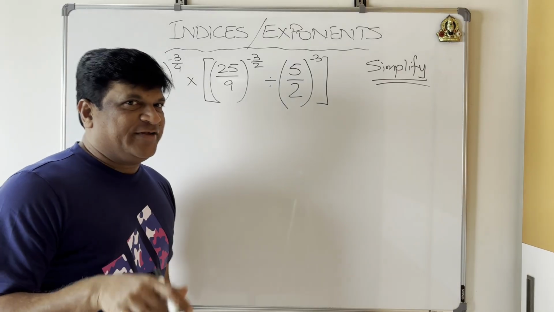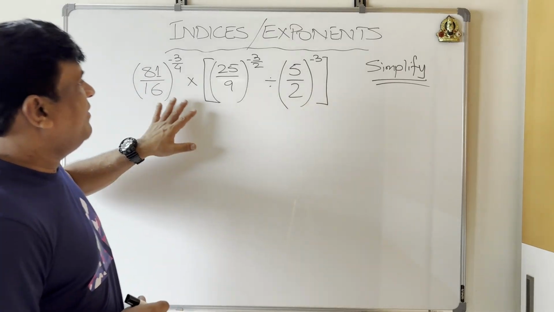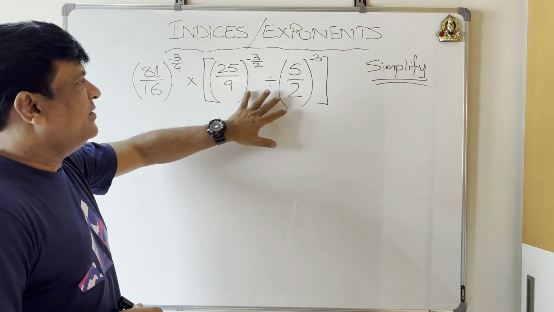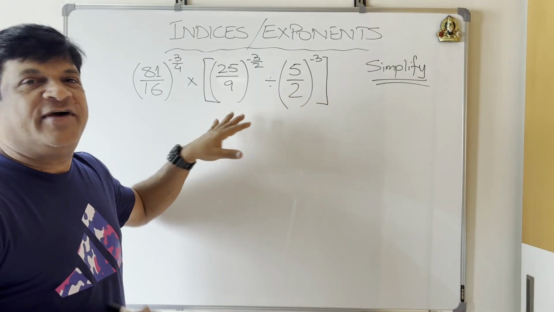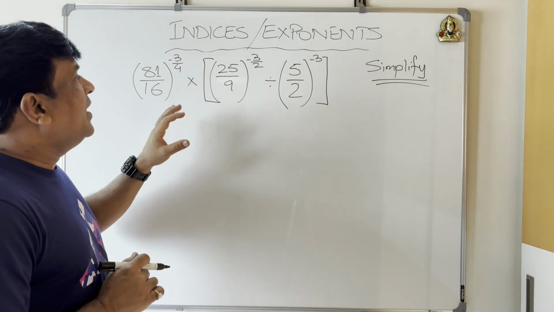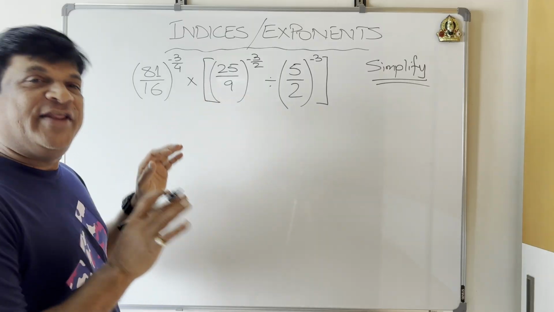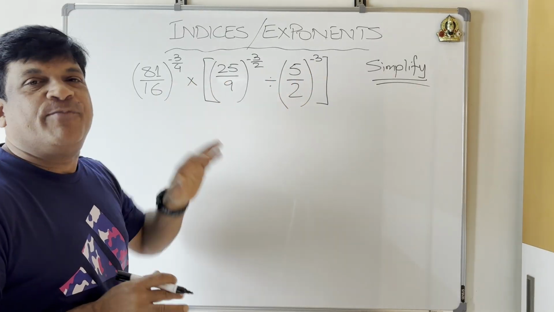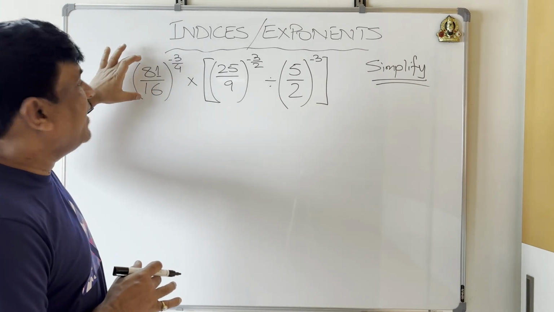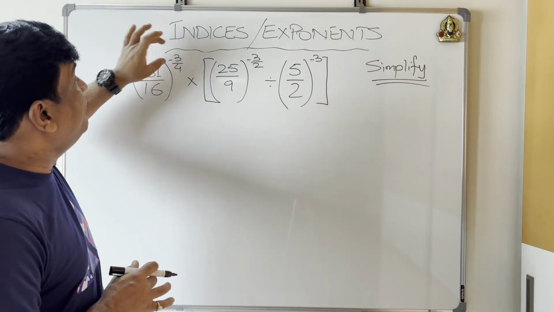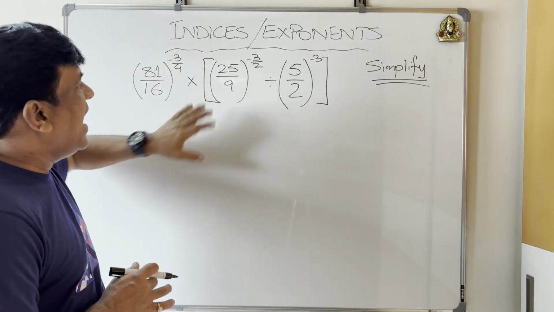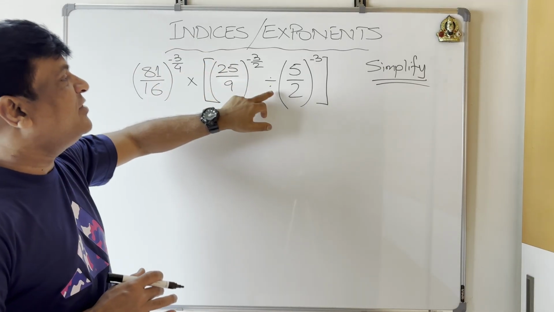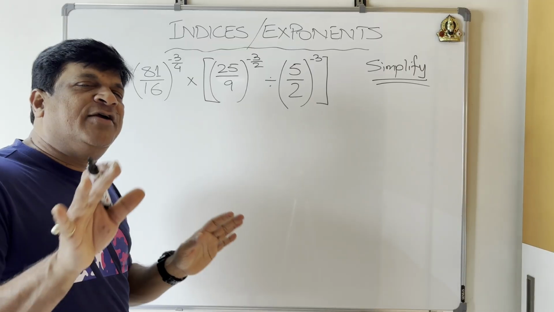Let's look at one more example. They have given this particular expression over here and they have asked you to simplify this particular problem. The moment you look at it, it looks very scary. It has all negative powers over here. Then there are fractions involved with negative powers over there. And then there is multiplication, there is division. They try to basically confuse you.